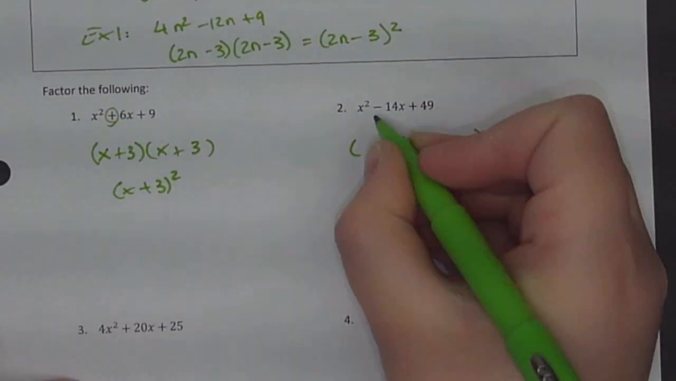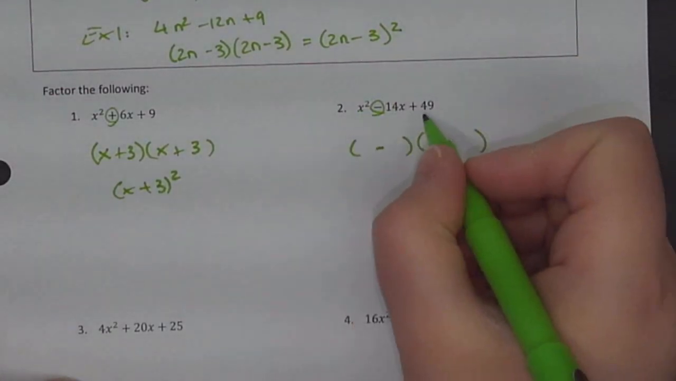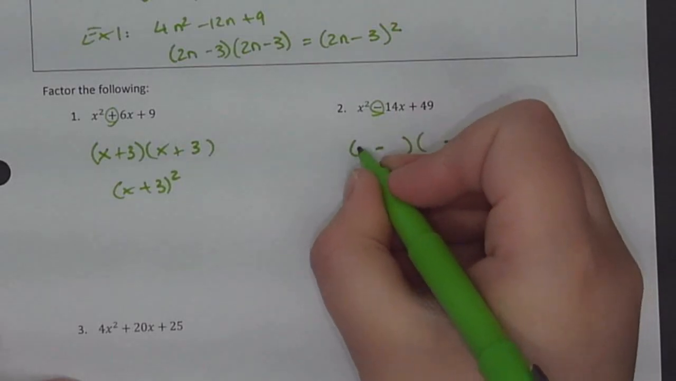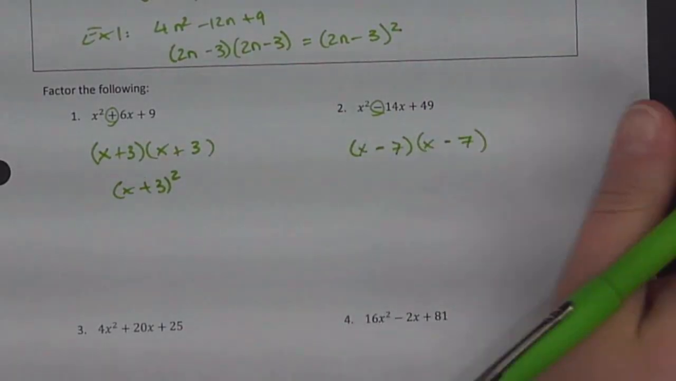Alright, number 2, there's a minus, so both of my parentheses get a minus. First and last one we can take the square root of. Square root of x squared is x. Square root of 49 is 7.